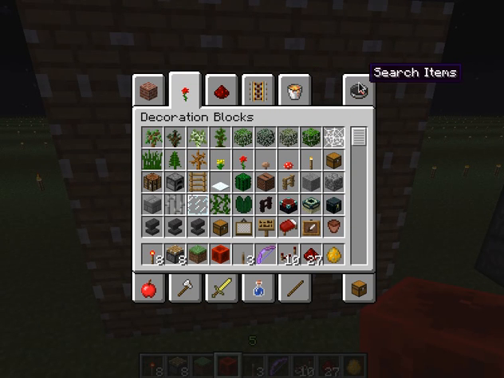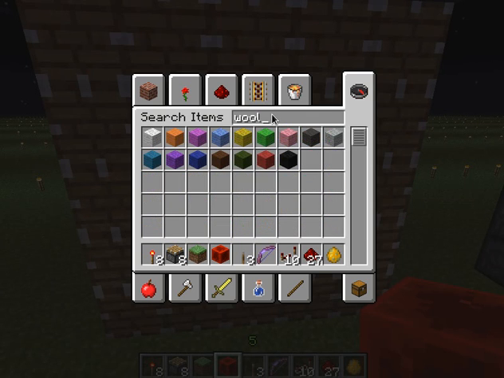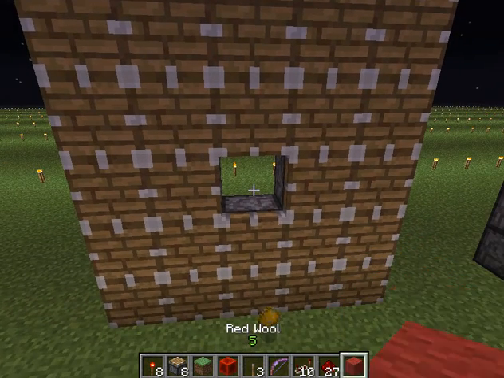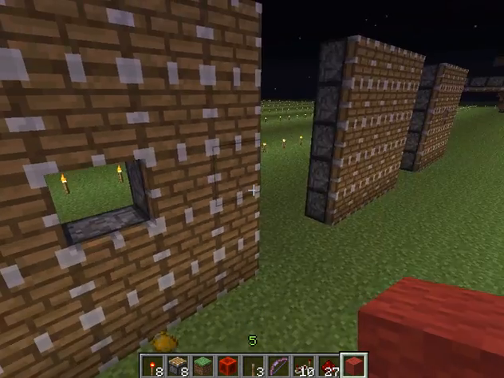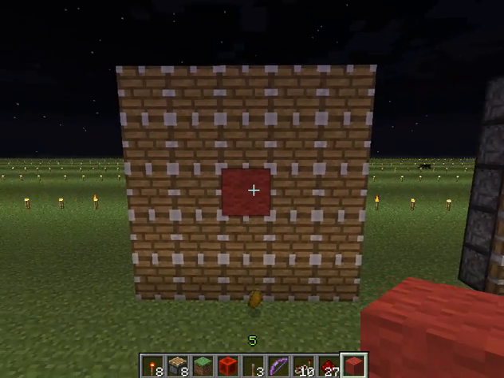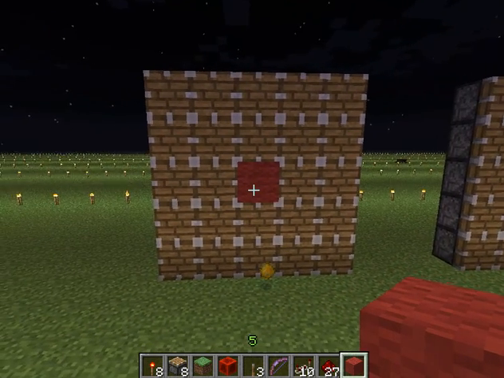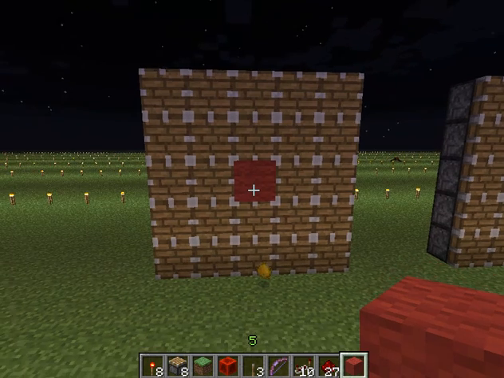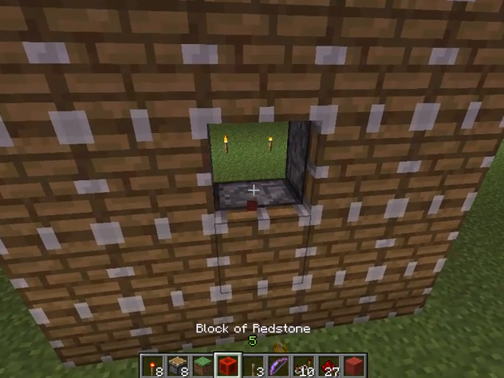Let's see. Let's replace X. Cool. So here's the question. The first question. Suppose I put a redstone block here. Which pistons will extend? I'll give you a few seconds to think about it before I put the redstone in. Okay, ready? Here we go.